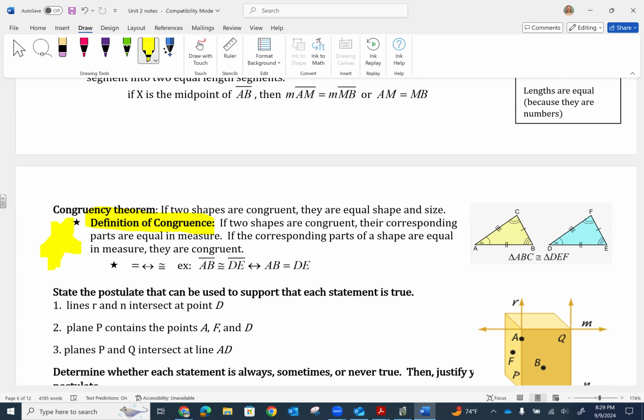Well, if two shapes are congruent, they have the same shape and size, right? But what we'll use is this. If two segments are congruent, then their lengths are equal, and vice versa. If the lengths are equal, then the segments are congruent to each other. So that is going to be the definition. It goes both ways. It's a biconditional. Equality of the length means that the segments are congruent, and vice versa. That is going to be something we talk about, going both directions. The definition of congruence.